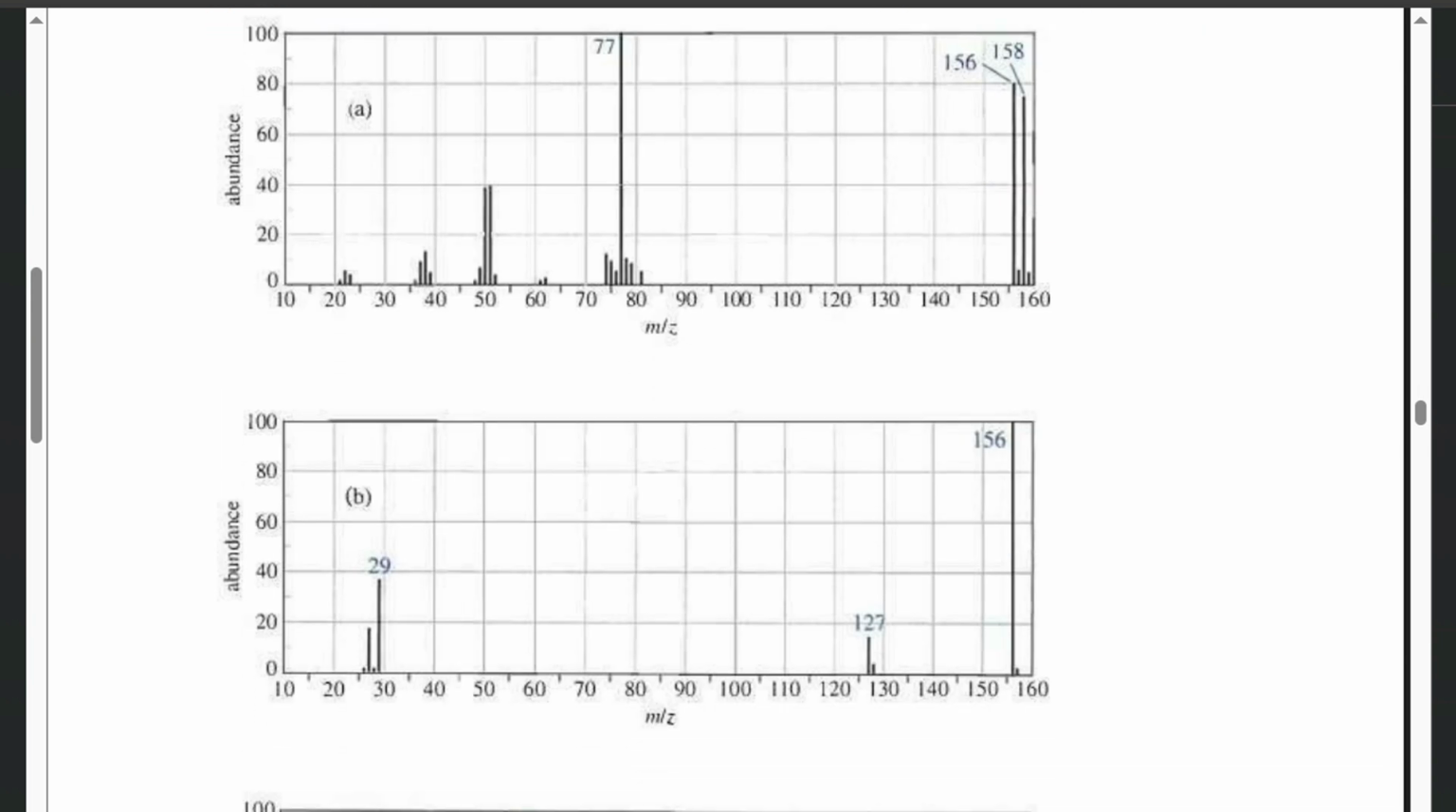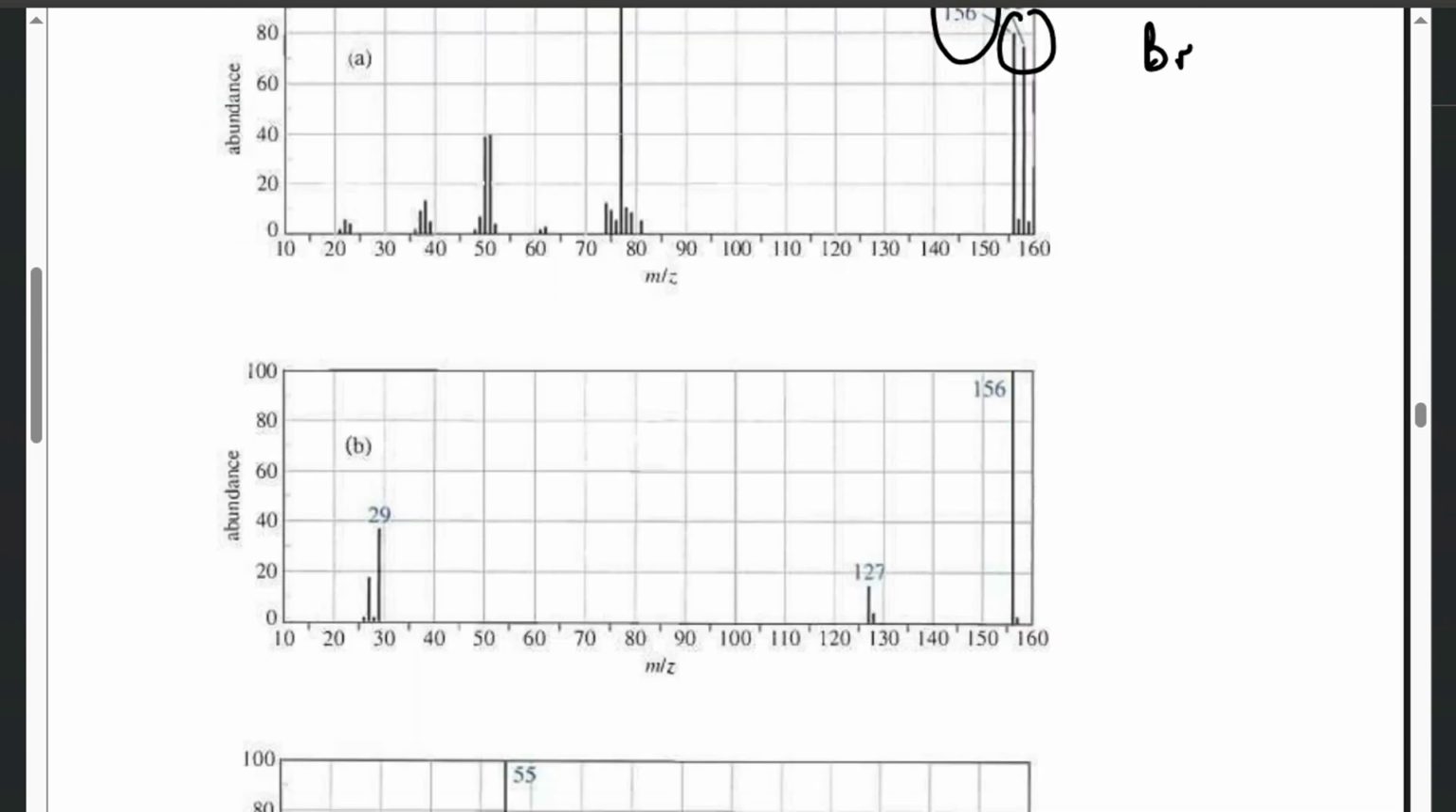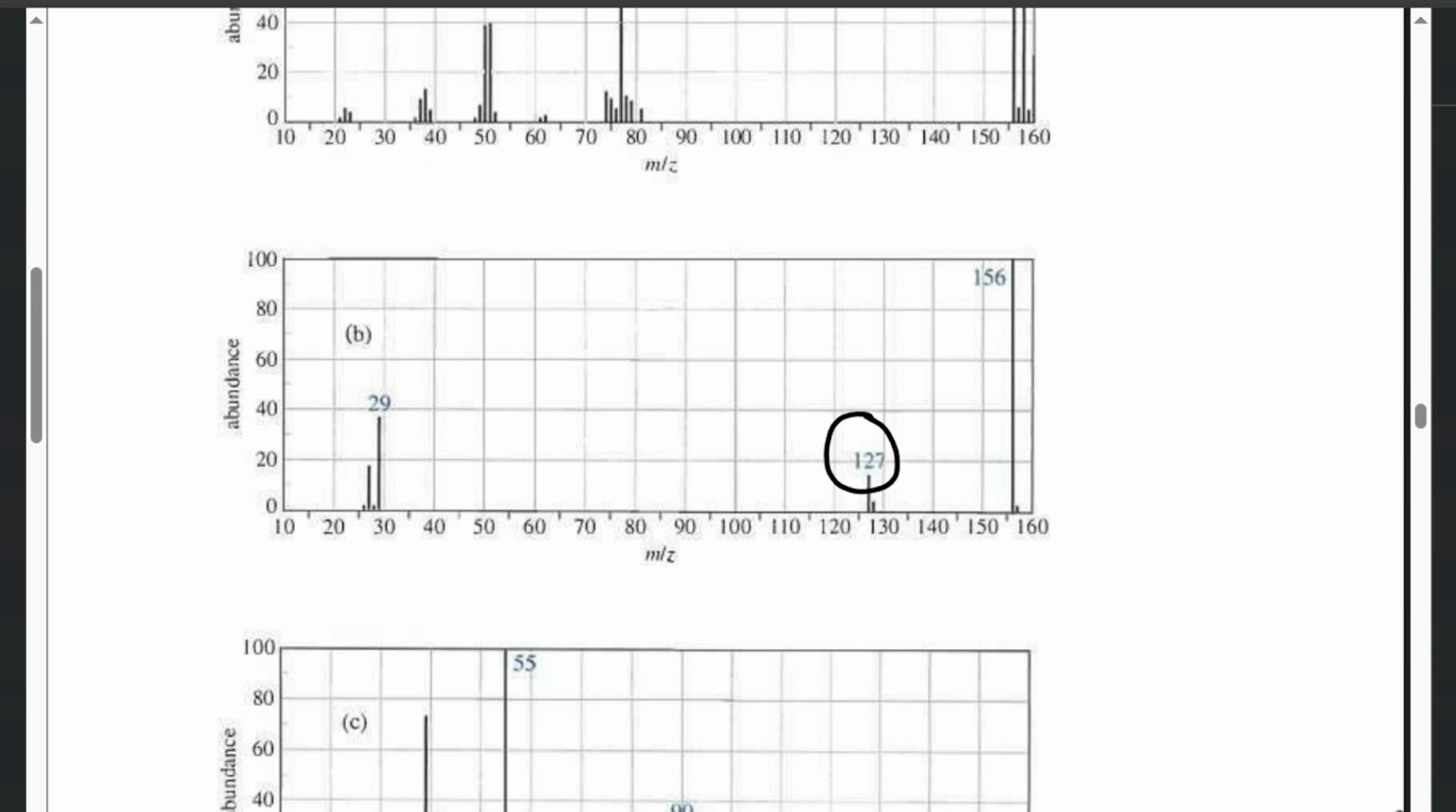So here is just a practice for you. You may want to practice with this. Point out which of the spectra below indicates the presence of sulfur. Looking at these two, they are almost the same. This can tell you that there's bromine here, because these two peaks are almost the same, and you are seeing 156. Let's look at the second one also. Here we have iodine, 127, and there's a large gap here as well. So iodine is present here, bromine here.